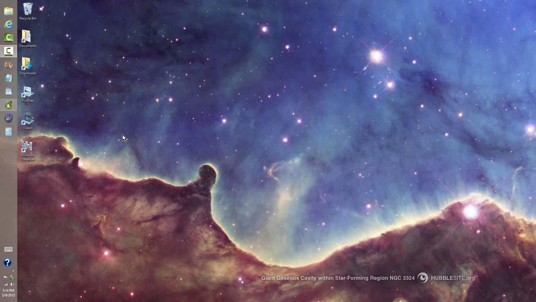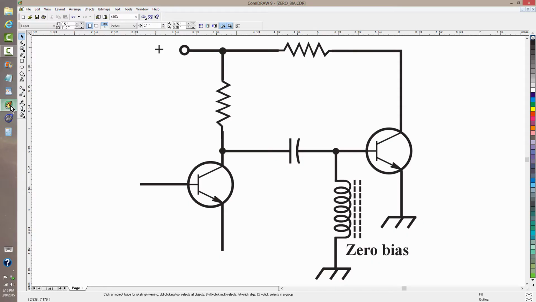So, instead of hanging around the giant gaseous cavity within star-forming region NGC 3324, courtesy of HubbleSite.org, let's just go right to the circuit and show you an example with an NPN bipolar transistor. The one on the right here is operating at zero bias.